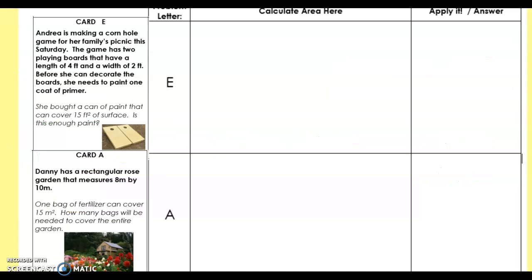Okay, two more task cards that you should have identified as calculating area. The first being card E, talking about cornhole boards. So Andrea is making a cornhole game for her family's picnic this Saturday. The game has 2 playing boards that have a length of 4 feet and a width of 2 feet. If you're not familiar with the game, look below. There's the good old boards that you toss bean bags into. So we're finding area because we're talking about painting the surface. So we would actually be looking at painting that, right? So we would multiply 4 times 2. Those are the dimensions of the board.